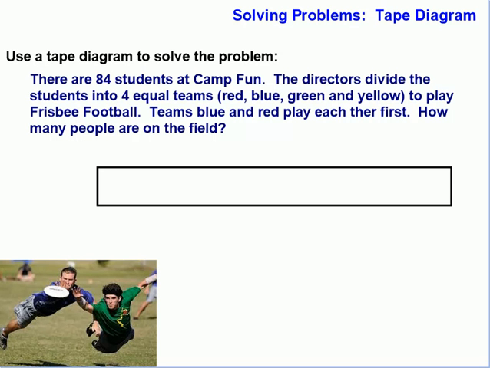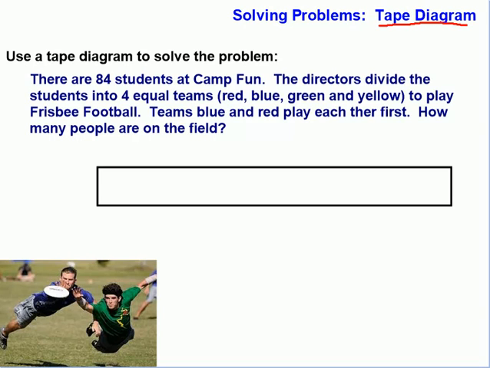Over the course of these lessons, we've already talked about how to solve problems with ratios using things like graphs and charts. But one of the things we haven't talked about yet is called a tape diagram. And a tape diagram can be kind of useful when we want to solve ratio problems. So let's take a look at an example.